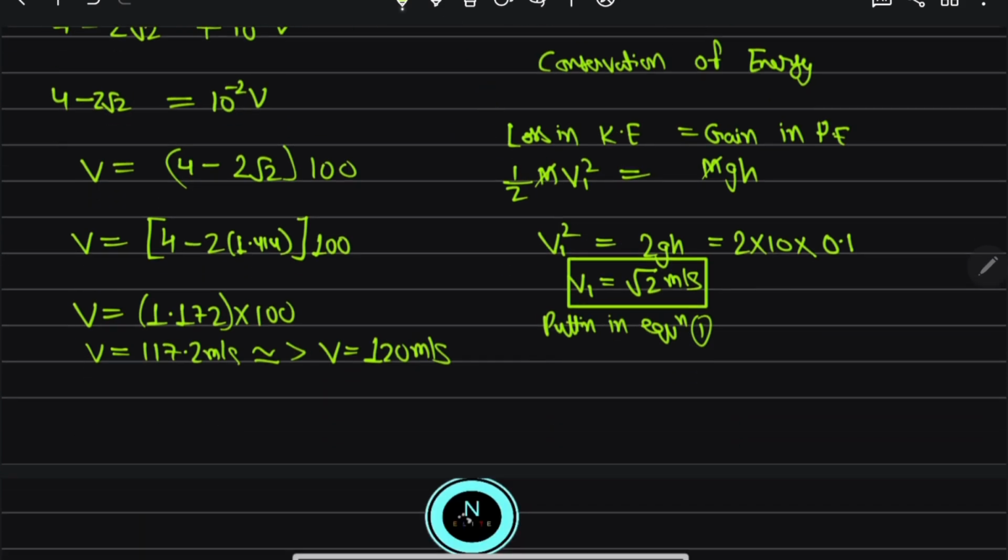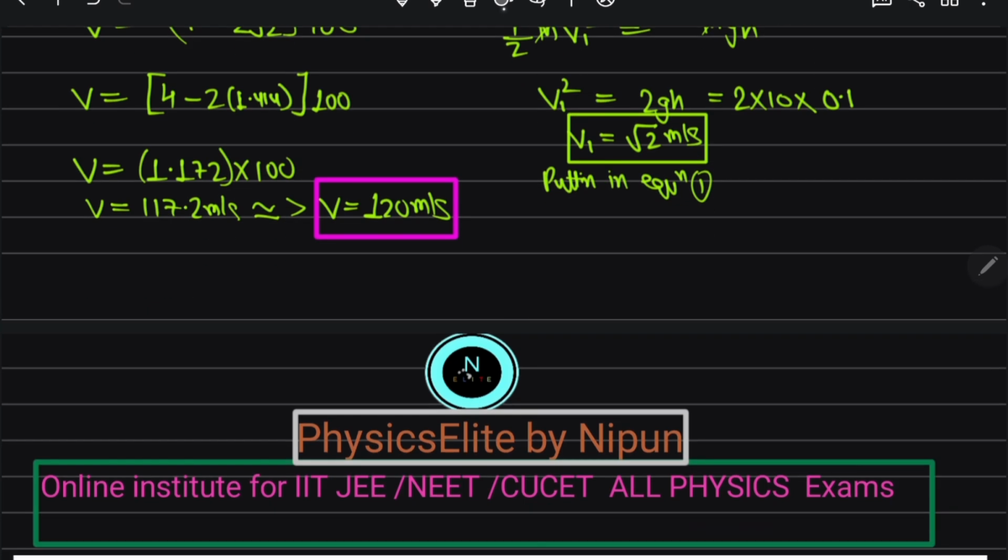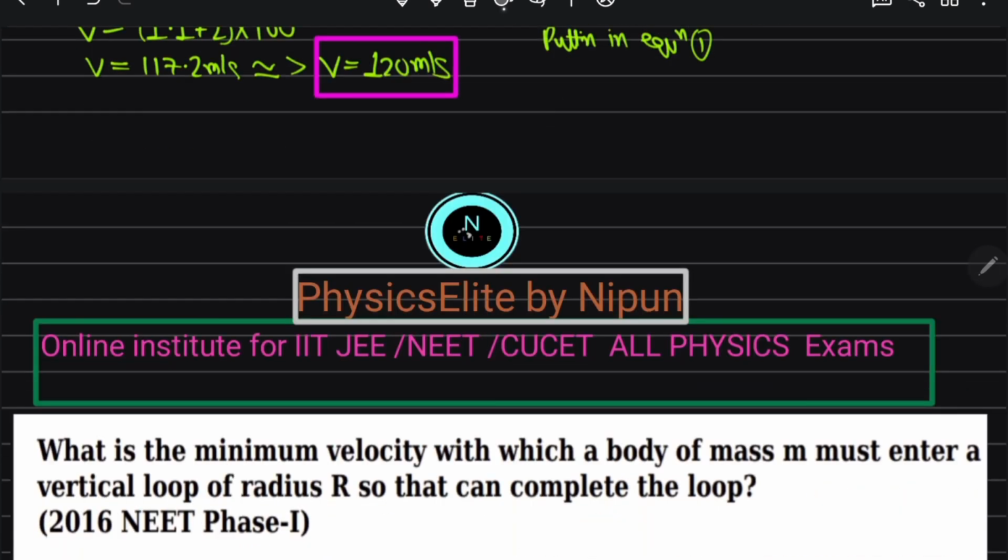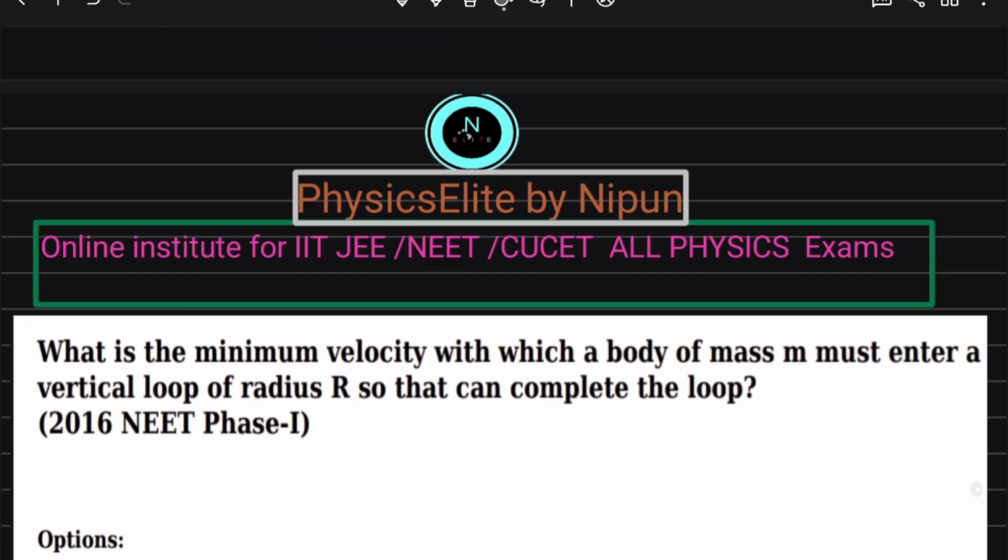This is a very good question. It asks all your concepts, law of conservation of energy and law of conservation of momentum. So I proceed to the next question.